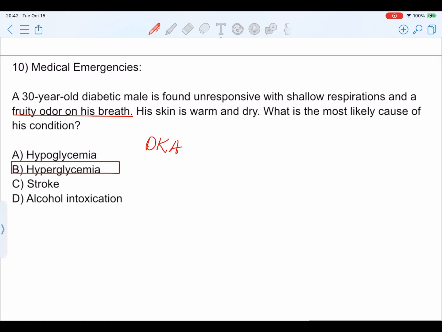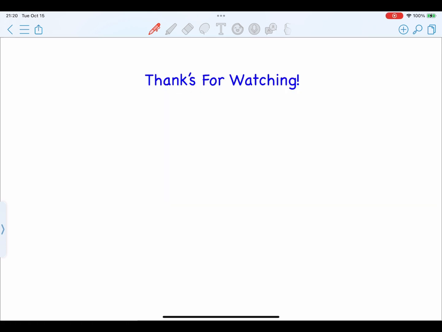So yeah, sometimes you get lucky on the NREMT where it gives you a question with a major telltale sign that eliminates everything else. You just got to know those signs, and this was one of those questions. So we can eliminate everything else by default because we have this one symptom.